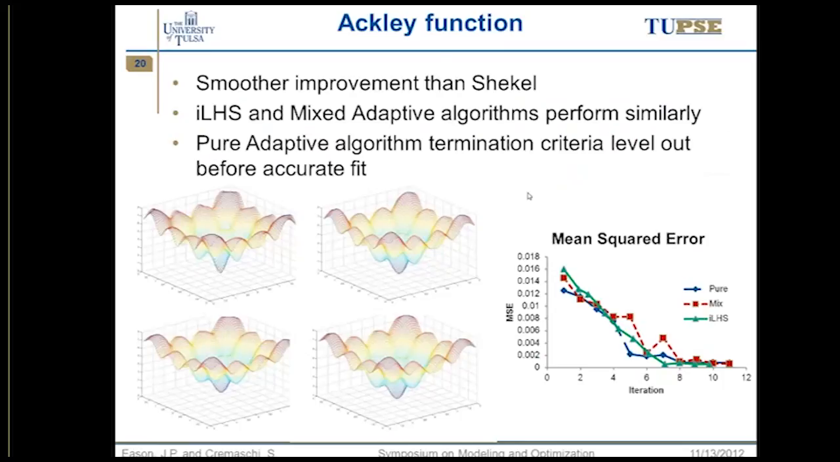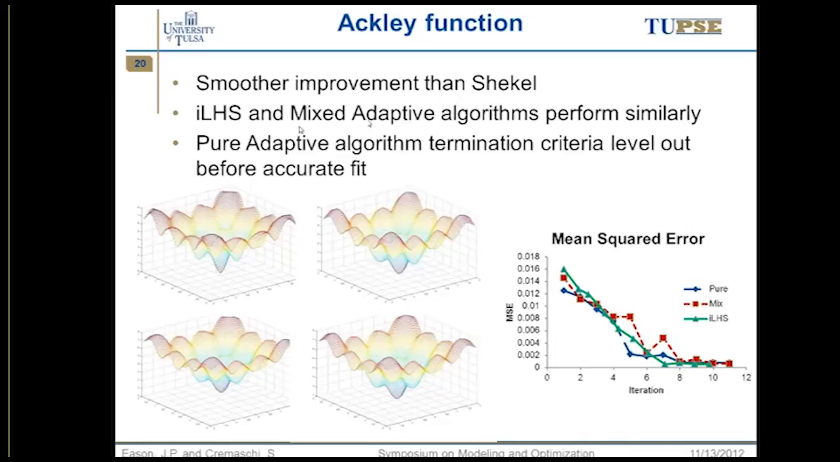So I'll just run very quickly through the behavior of the other functions. And if you have any more questions about this, just go ahead and feel free to jump in or ask me at the end. The Ackley function had smoother improvement than the Shekel function. Looking at the mean squared error, we decided that the mean squared error was probably best to go with this time because it did have a general overall trend of improvement and leveling out once the surrogates are fitting pretty well.